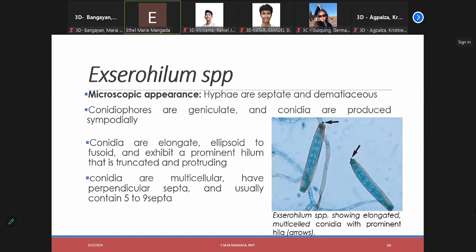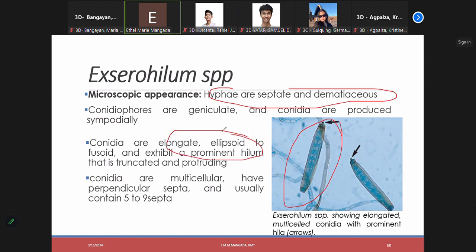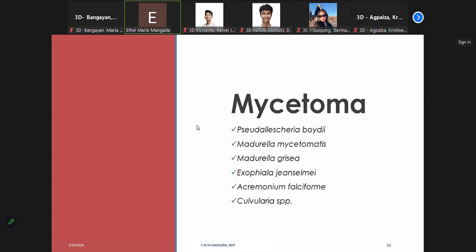Okay. And then we have your Exserohilum. Okay? Mukhang parasite. Parang fluke yung itsura niya, okay? So its hyphae is also septate and dematiaceous. And then the conidia, they're described to be elongated and ellipsoid. Okay? That's your Exserohilum. So those are the different microorganisms causing your phaeohyphomycosis.